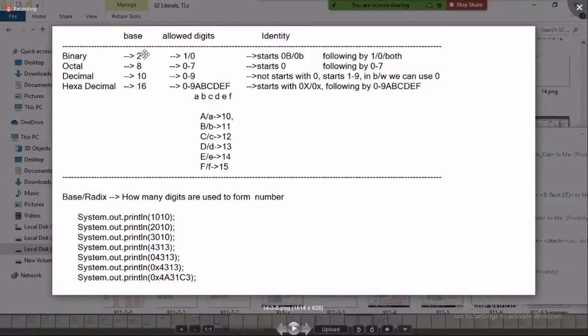This base is representing the number of digits allowed. Next, where is this base used? When you want to convert a number to decimal, binary to decimal, octal to decimal, hexadecimal to decimal, in the process of converting the given number to decimal, these base numbers will be used. I'll show you how to use them. Is it clear?